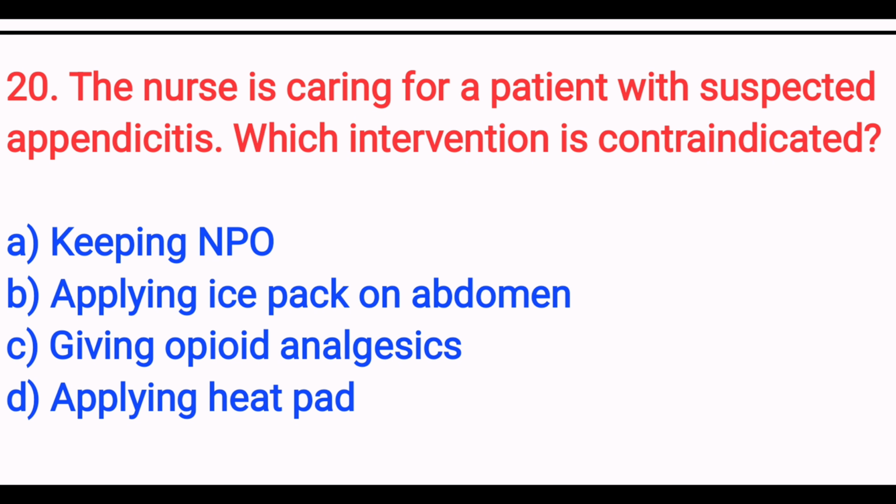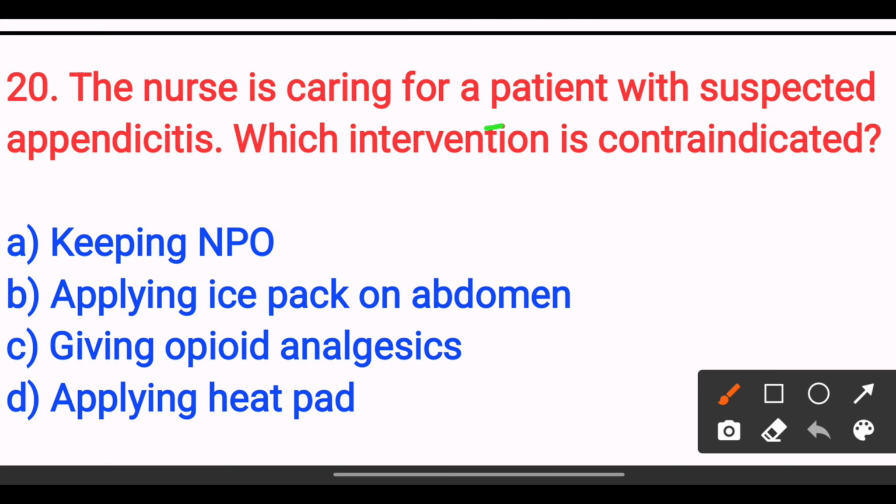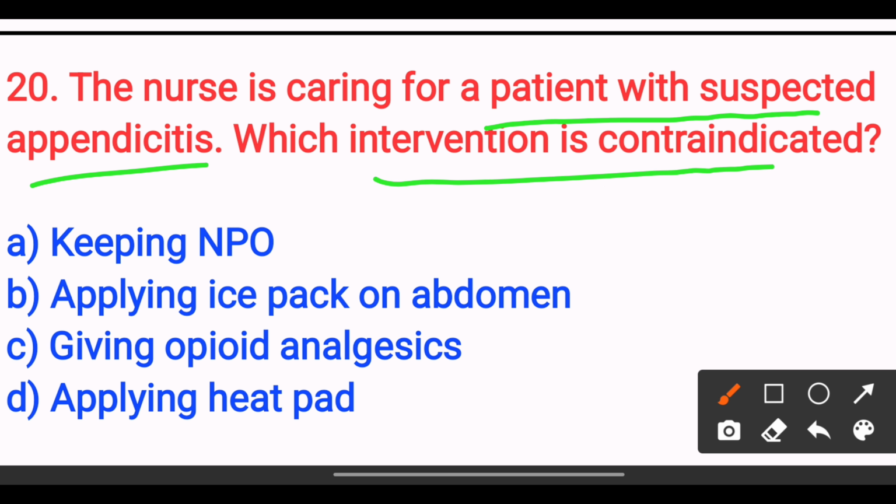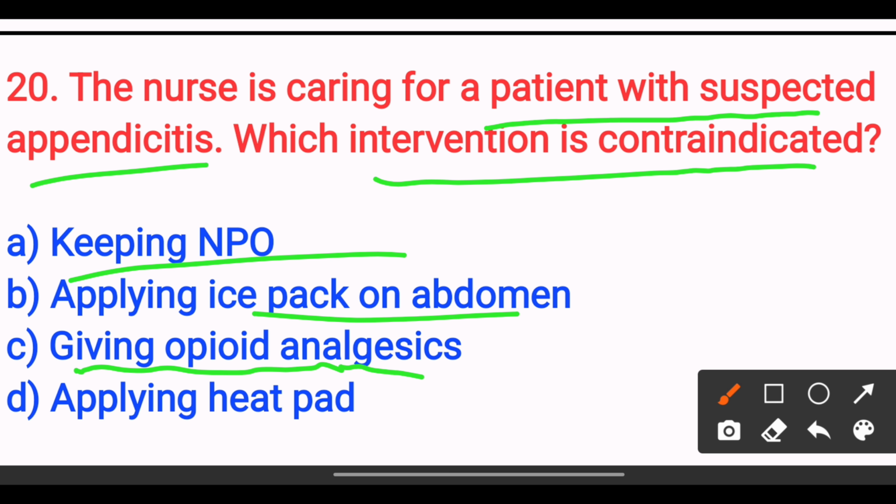Next, the nurse is caring for a patient with suspected appendicitis. Which intervention is contraindicated? Option A, keeping the patient NPO. Option B, applying ice pack on the abdomen. Option C, giving opioid analgesics. Option D, apply heat pad.